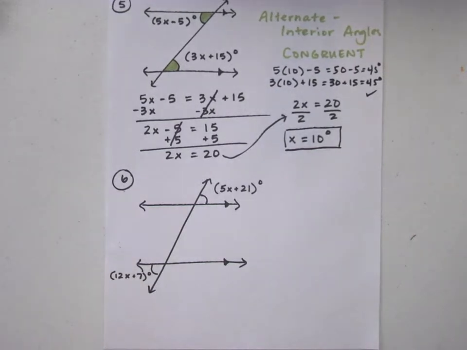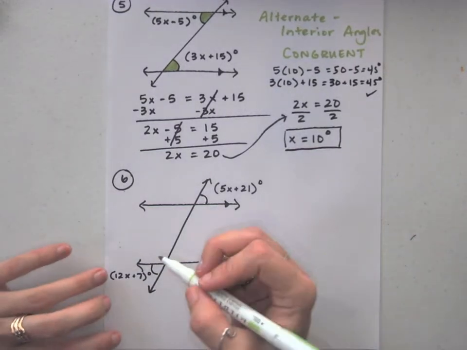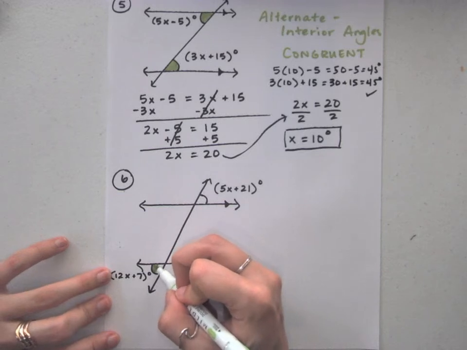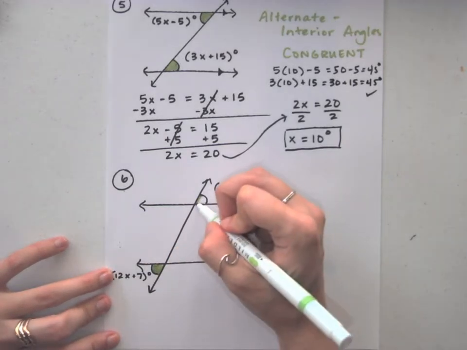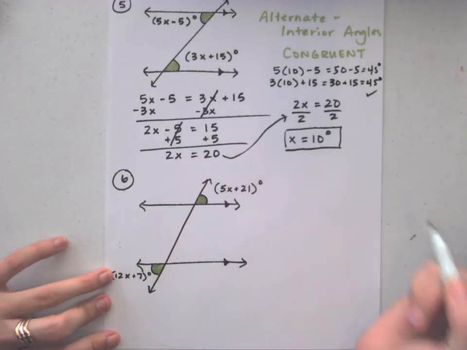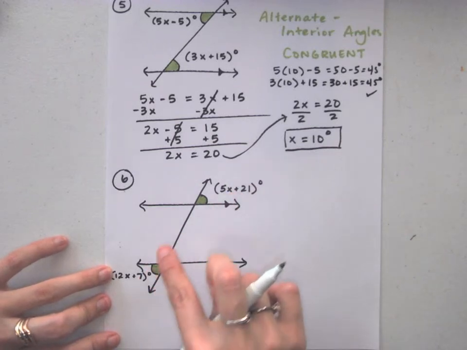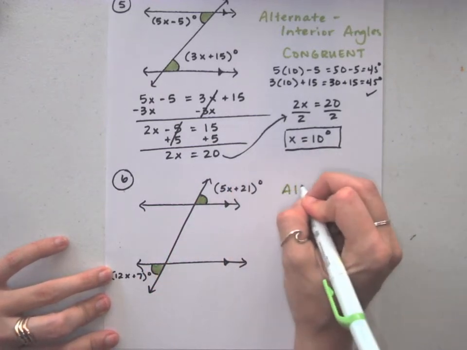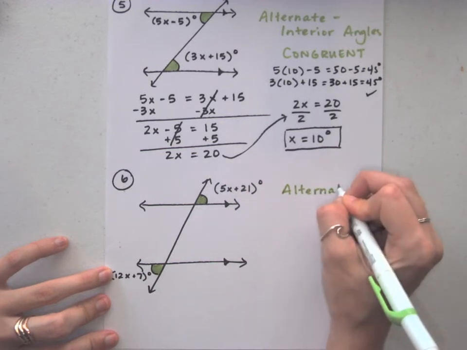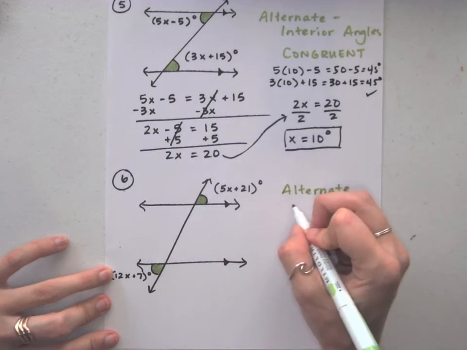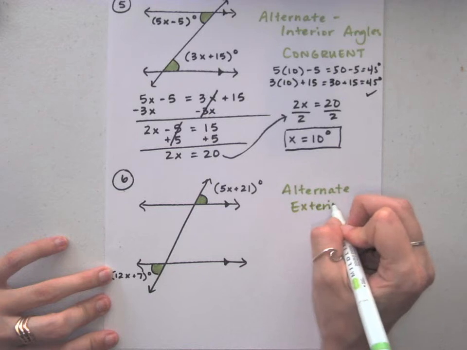All right, down here on the bottom, similar but a little bit different. We are on the outside of the parallel lines. That means it's going to be an exterior relationship. And they are on alternate sides of the transversal. So these rather are alternate exterior angles.